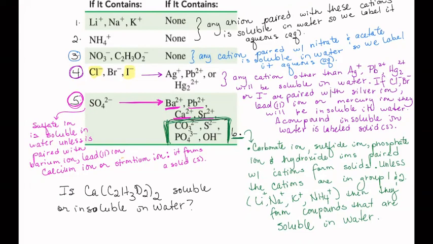So when we're trying to determine solubility, I look at my anion, which is acetate. Acetate is here. Look at rule number 3. It says any cation paired with nitrate or acetate is soluble in water. So we label it aqueous. So is calcium acetate soluble or insoluble in water?